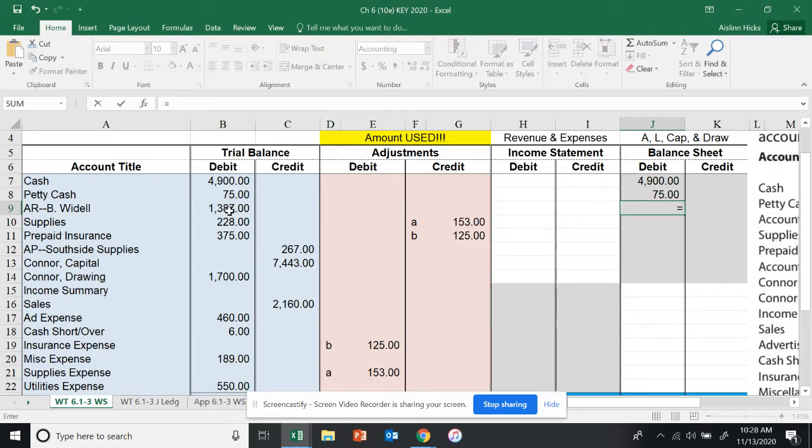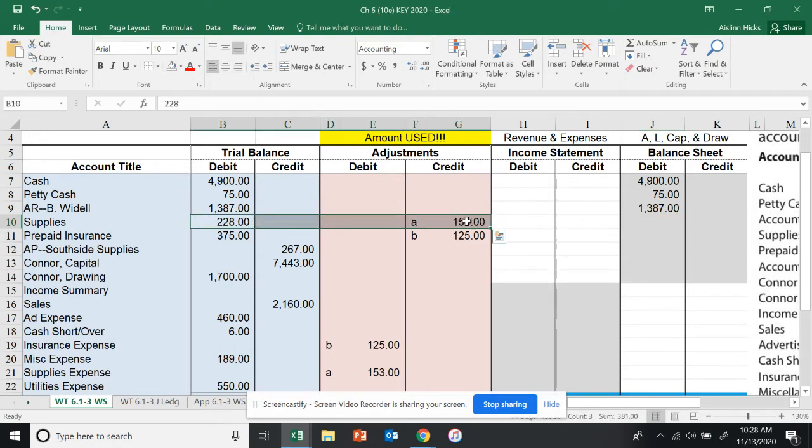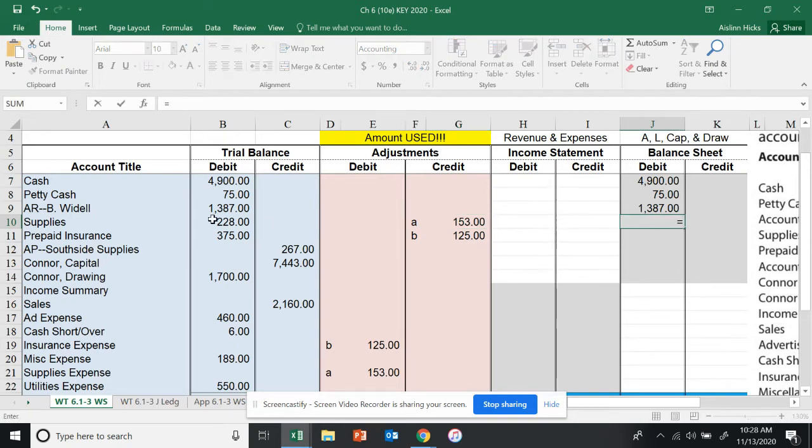Same with accounts receivable. Now, with supplies, as I pull that number over, I notice that I have made an adjustment. I don't have 228 in supplies anymore. I've got 228 in supplies debit minus a 153 used up adjustment, okay? So this is, guys, this is so cool. So when I go equals 228 minus, click on 153, enter, I get $75.